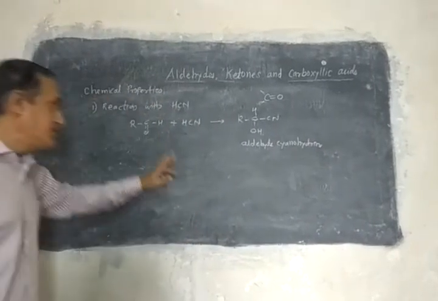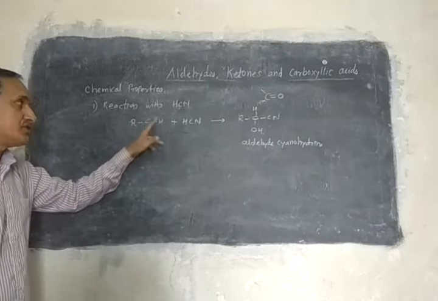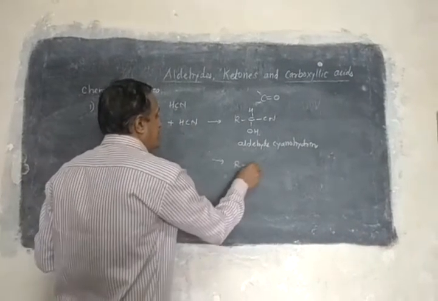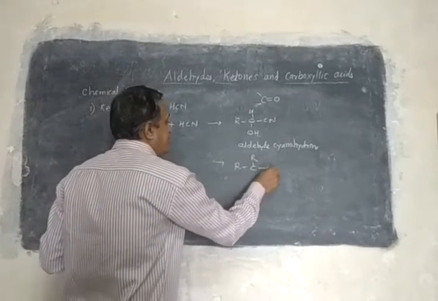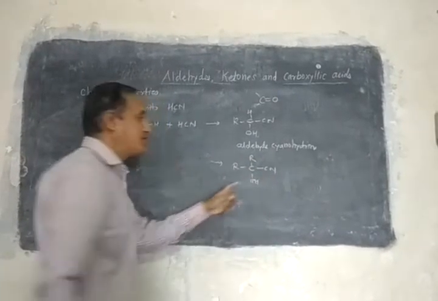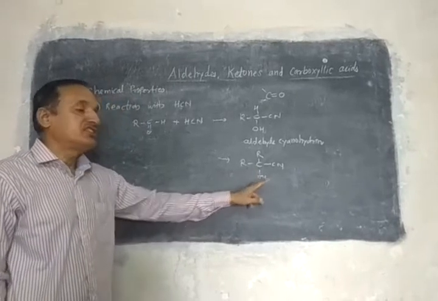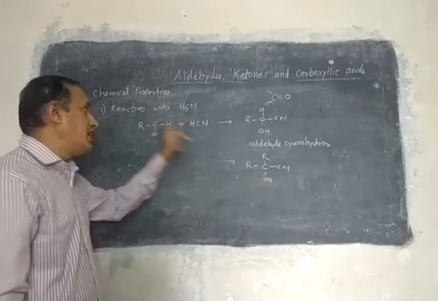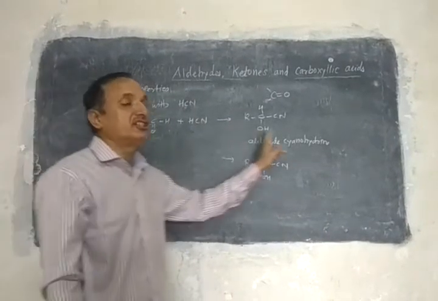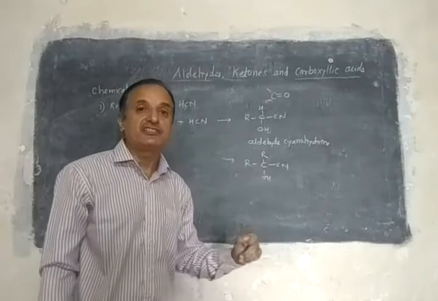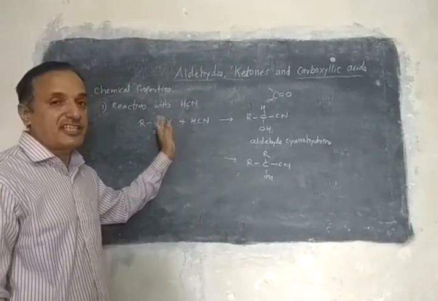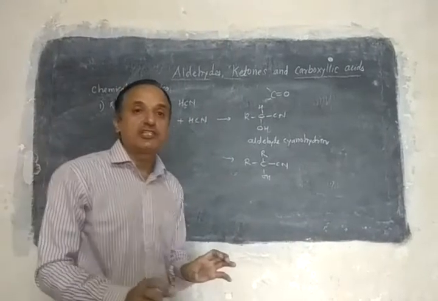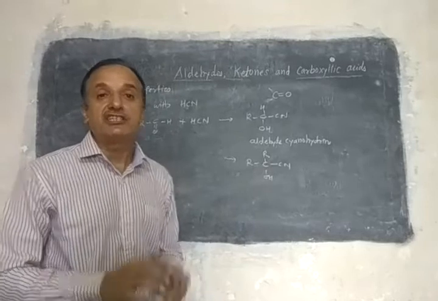If we use a ketone, then instead of H we take R, and we get the same kind of product: R, C, with R, CN and OH. This time it is called a ketone cyanohydrin. As we are using a ketone here, we get the ketone cyanohydrin, and as we used an aldehyde earlier, we got the aldehyde cyanohydrin. This is the reaction with HCN. The simple reaction is that HCN adds to the carbonyl carbon. So you see how easy the reaction is to write.